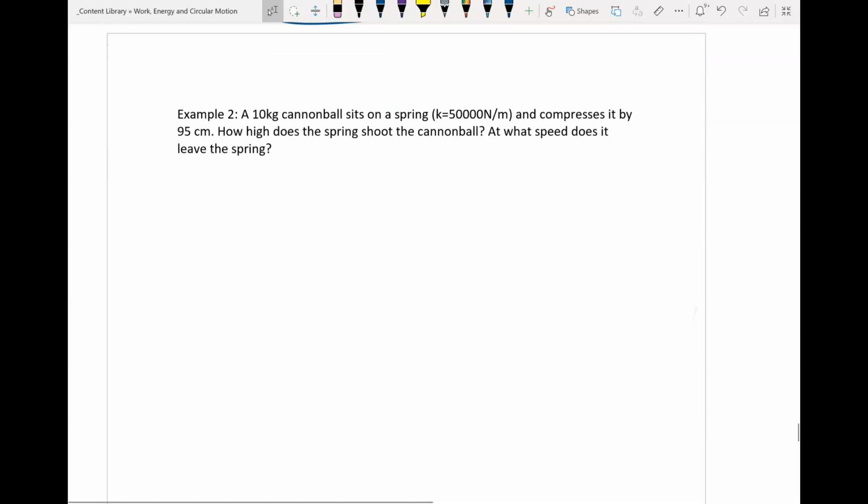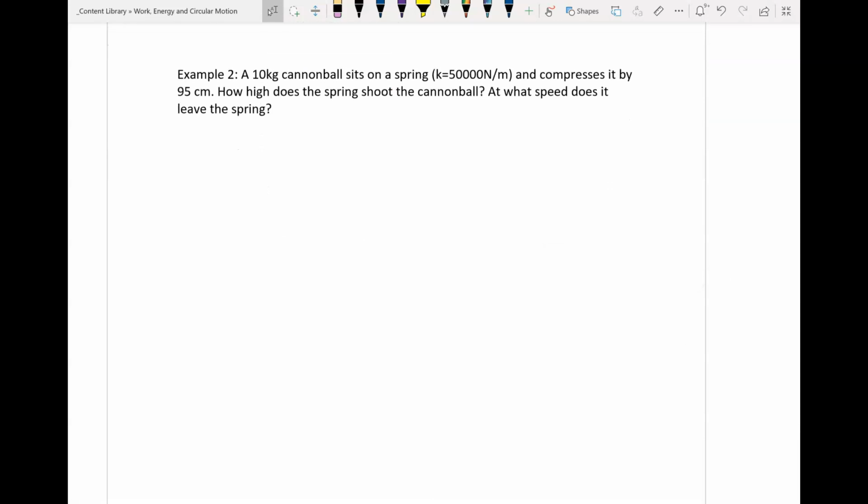Moving on to the next example, you probably don't have this typed out in your notes, so go ahead and write this down, and then when you're ready, press play, and we're going to go through this solution. So in example 2, we have a 10 kilogram cannonball. It sits on a spring. The spring constant is 50,000 newtons per meter, and it's compressed by 95 centimeters. How high does the spring shoot the cannon? And we want to know the speed as it leaves the spring. So we have two parts of this question.